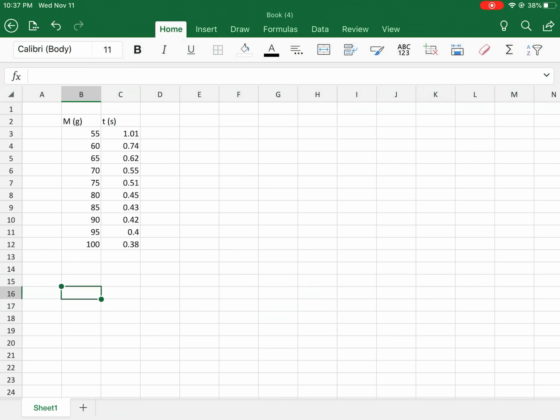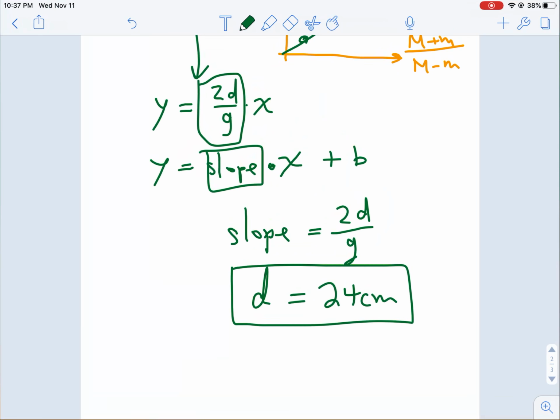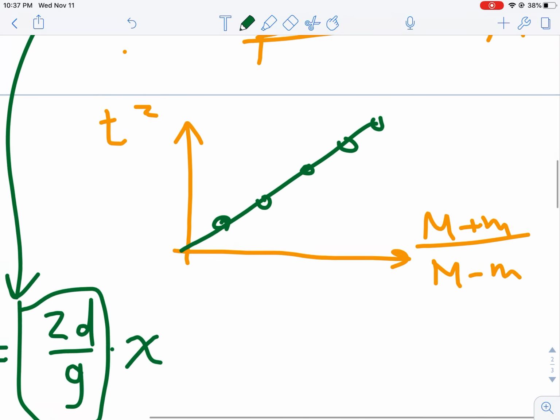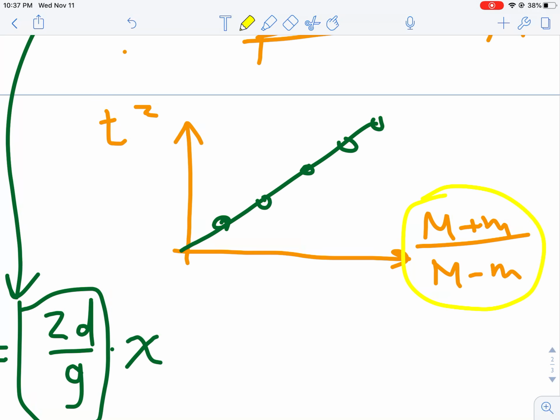So now that we've finished collecting our data, what we can do is prepare to create both graphs. The first graph, remember, is just raw data. And then the second graph is this one, t squared on the y-axis, and then this funny fraction, the sum of masses divided by the difference of the masses. That's the x-axis of our processed data graph.